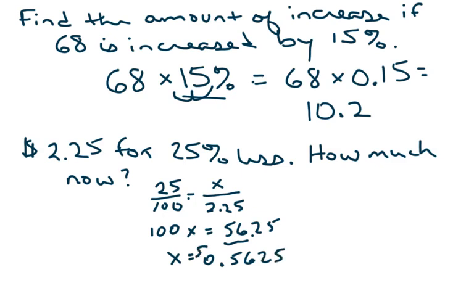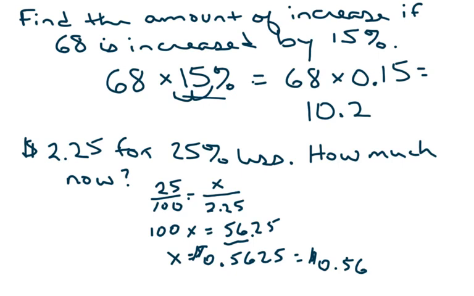0.5625. Now this is money. So with money, you can never leave it like this. Money has 2 digits after the decimal, and like in chapter 1, you round to the nearest cent. And when you round that, you get 0.56, and so that means 56 cents. Now that's how much the discount is.